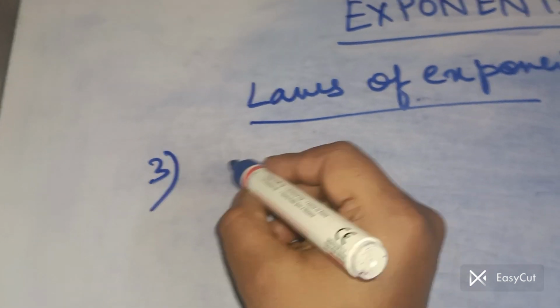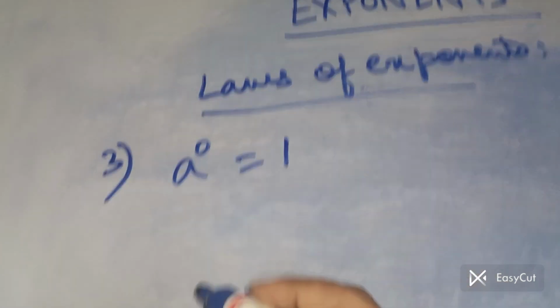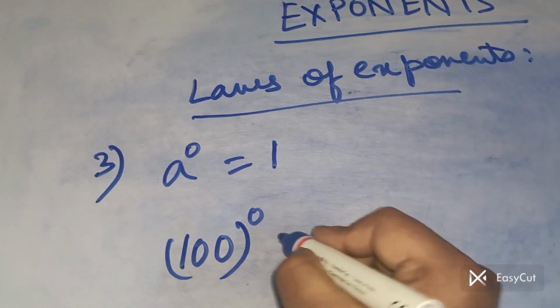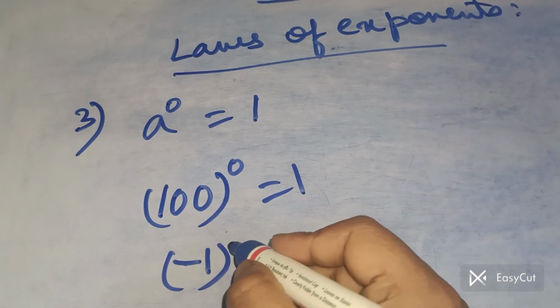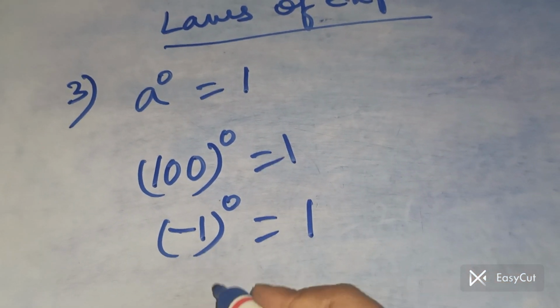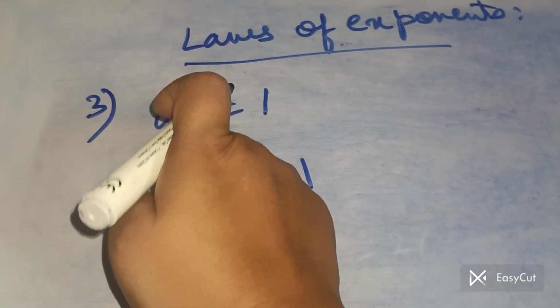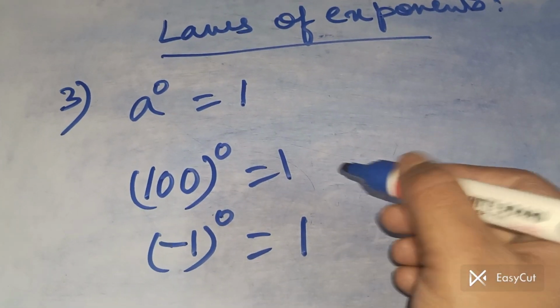Rule 3 is, anything to the power 0 is 1. Suppose 100 to the power 0, that is 1. Any negative number, maybe minus 1 to the power 0, is again 1. Whatever the value, this a can be any value. If the power is 0, that value becomes 1.